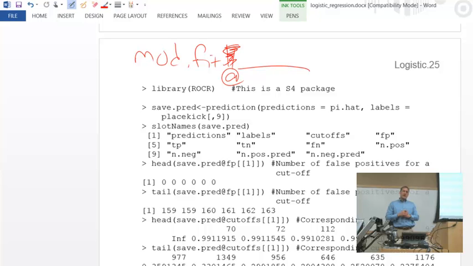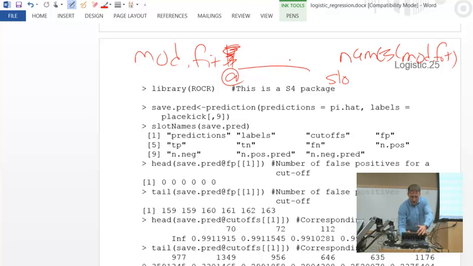Also, if you remember, if I wanted to see the names of everything that was installed in mod.fit, I could simply use names(mod.fit), and that will give you a list of the names of the things that are inside this list. With S version 4 objects, instead, you need to use the function slotNames to do the same thing.